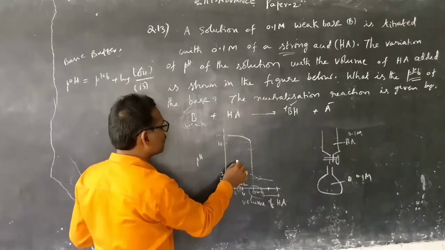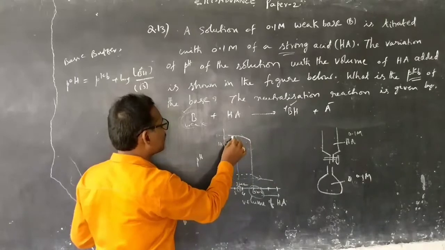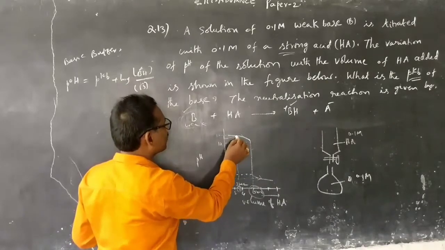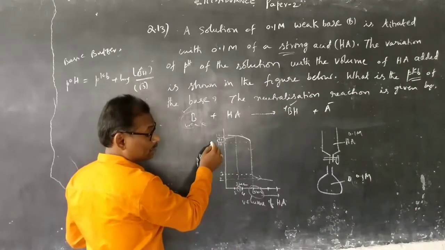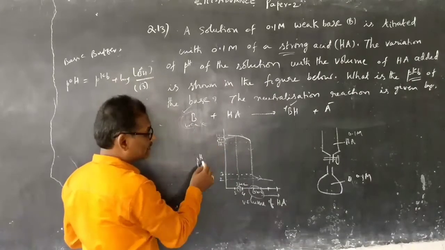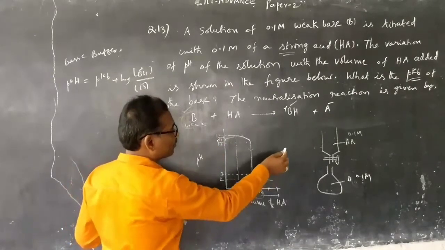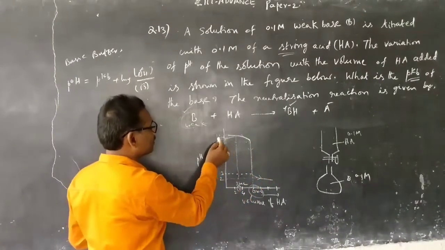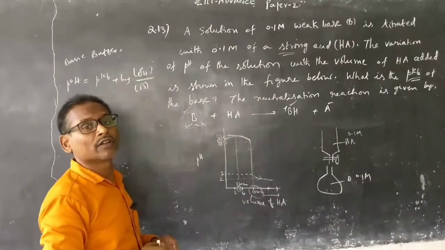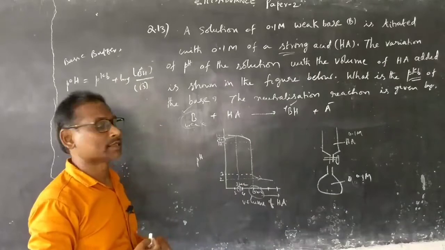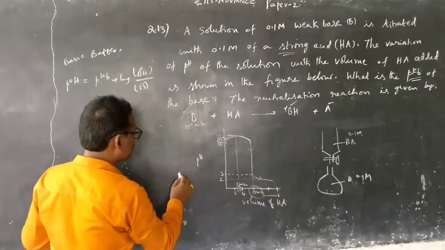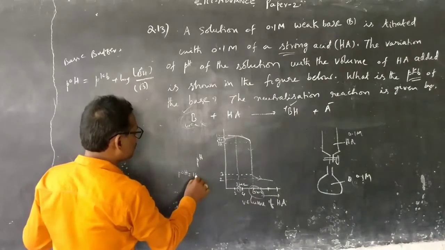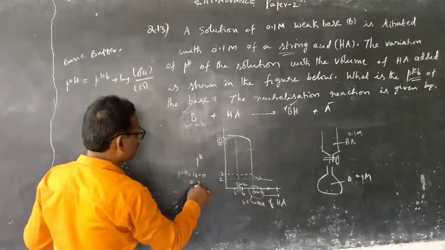If you just move along the curve like this, you will get somewhere its value is around 11. So when you add about 3 ml of strong acid, what is the pH? A pH of 11 is considered. That means pH of 11, so what is the pOH? The pOH at that moment is equal to 3.